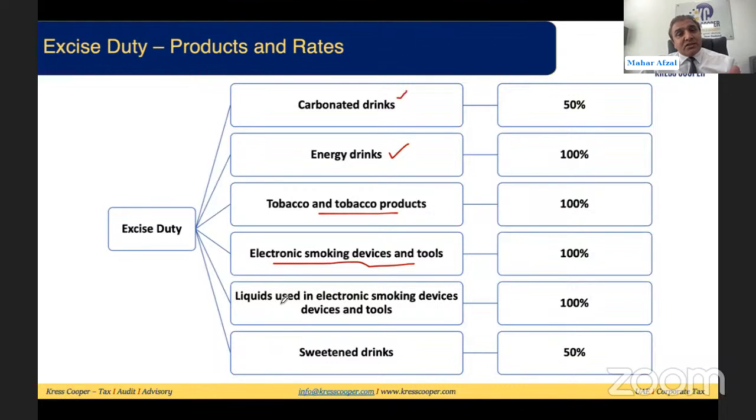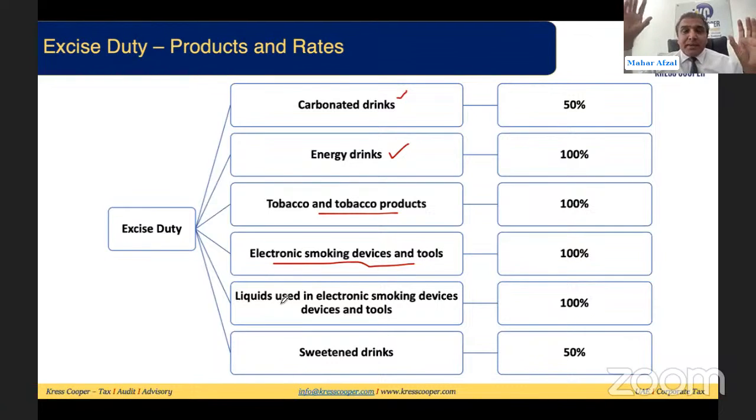other than this is not subject to excise duty, and excise duty is not applicable on any services in the UAE. So these are the only products, if handled by the four parties that were discussed earlier, then excise duty will be applicable. Otherwise, excise duty will not be applicable.